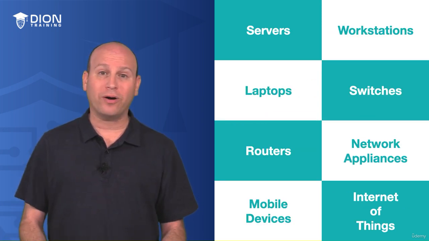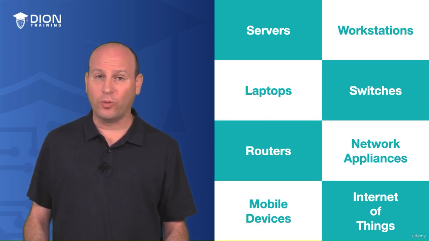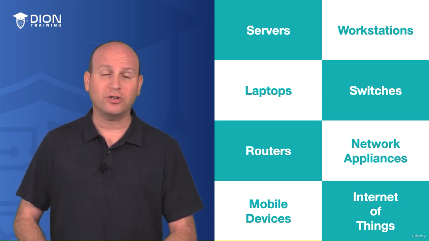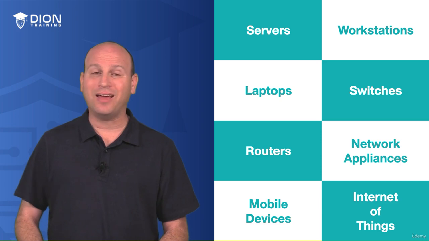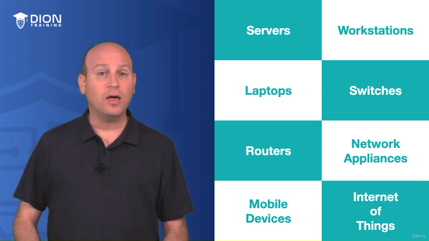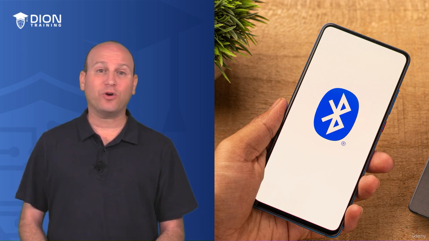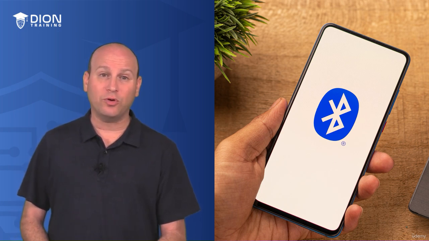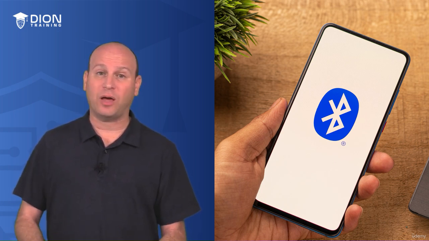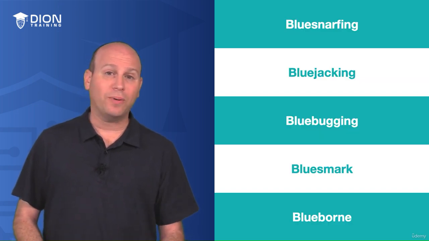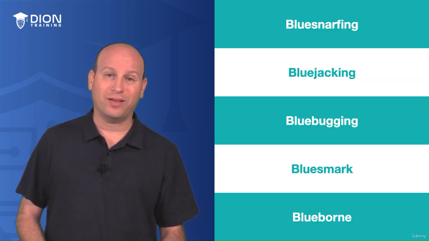When we refer to hardware here, we are talking about all kinds of hardware, including servers, workstations, laptops, switches, routers, network appliances, mobile devices, and the entire Internet of Things. Next, we're going to cover Bluetooth vulnerabilities and attacks. Here, we're going to be focused on the different vulnerabilities inside of Bluetooth, and specifically looking at 5 different types of Bluetooth-based attacks, including bluesnarfing, bluejacking, bluebugging, bluesmack, and BlueBorne attacks.